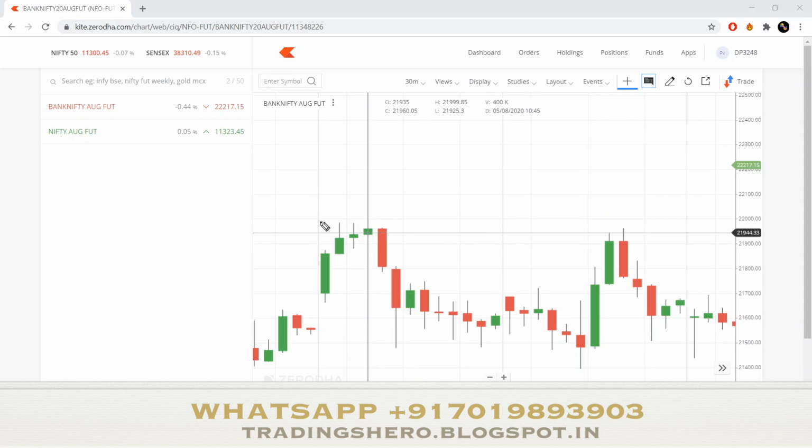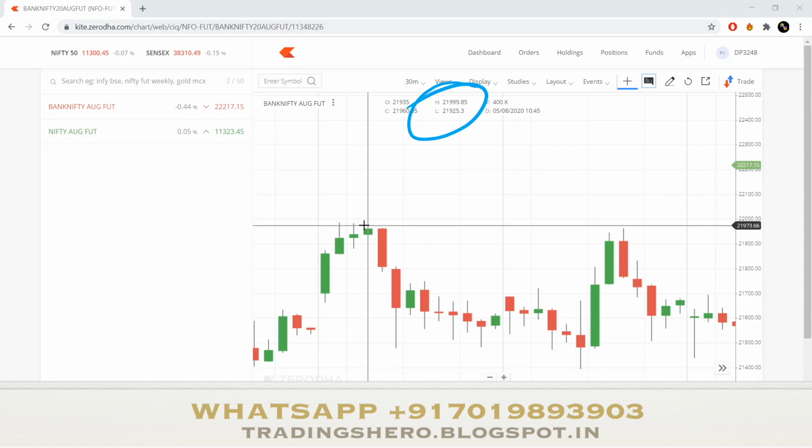Here, for the example, the high is 21999.85 and the low is 21925.3, and when you're taking a trade, you can keep a 1 point buffer. That is, if the high breaks, you can buy, and if the low breaks, you can sell. Here in this example, as you can see, the low was triggered and the sell side target was hit.